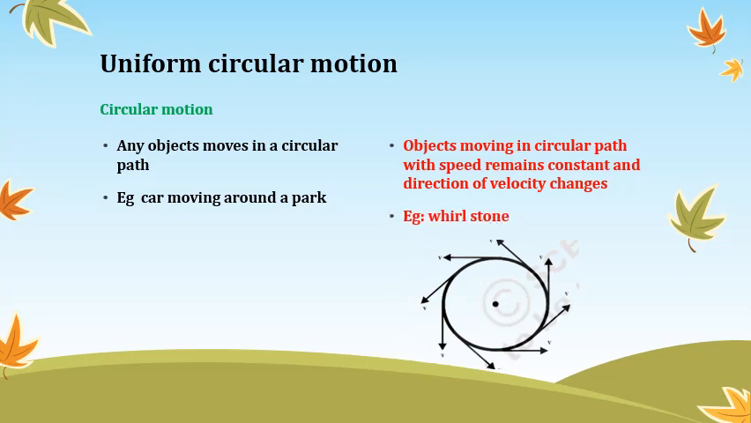So what is an example? A whirling stone. Simply take a stone and tie it to a thread, take the end of the thread and rotate it. If you leave the thread, the stone does not move in a straight line direction, it moves in the tangential direction. For example, if a person on the earth suddenly loses gravity, he will not go straight upwards, he will go in the tangential direction of the rotation of the earth. That is uniform circular motion.